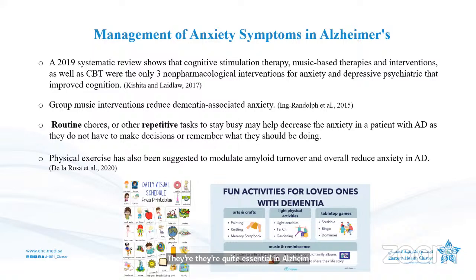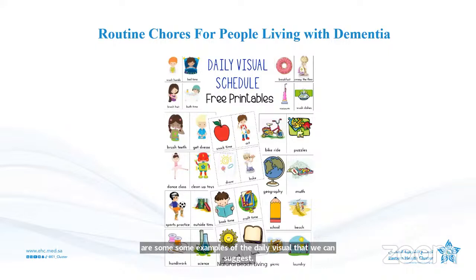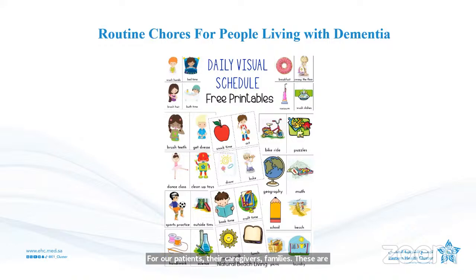These are some examples of the daily visual schedule that we can suggest for our patients, their caregivers, and families. These are things that we can start doing for them to establish a routine, because routine is good. Routine is very good for people with dementia or memory issues in general. It's good to have it on a board or in a notebook or somewhere where they can see it every day.